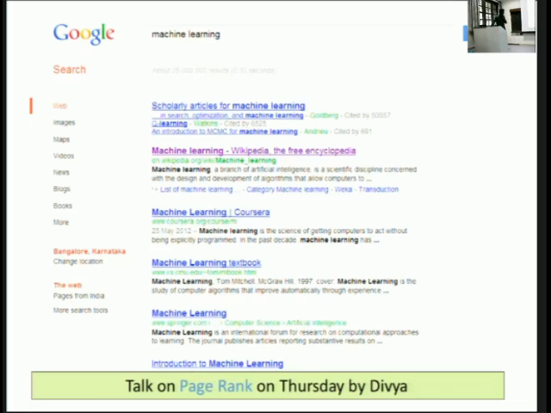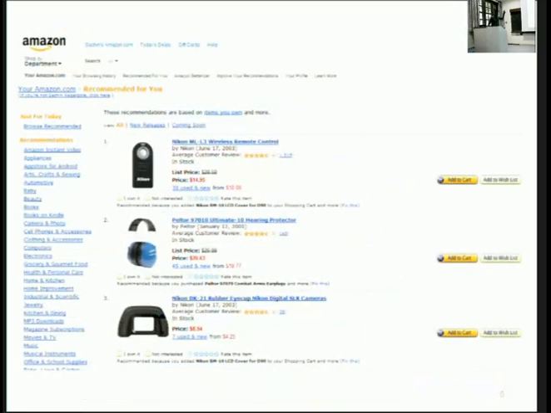So Google search is one of the finest creations of AI, and we will have a talk on PageRank by Divya this Thursday. For example, Amazon gives us recommendations, and that's also another AI algorithm running in the back. It says that you have bought a camera, maybe you also would want to buy a lens. And the funny thing is, no one told them that the camera goes with the lens. It just figures it out from the pattern. So that is AI right there.